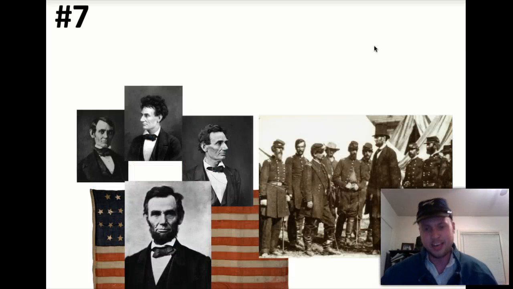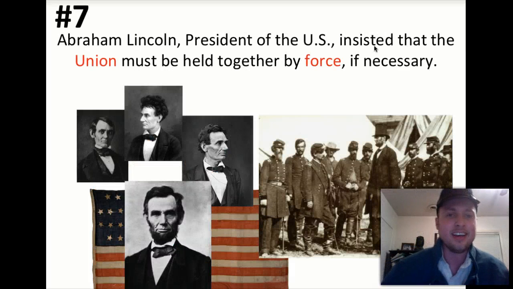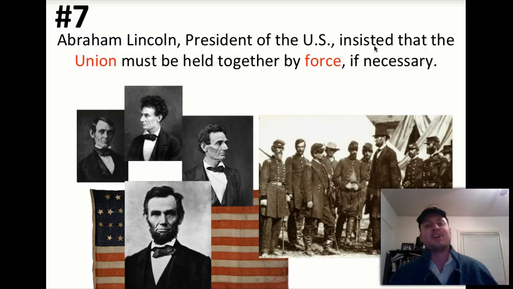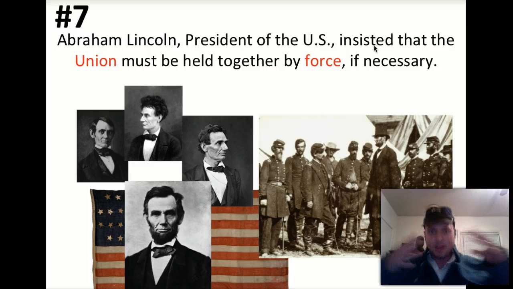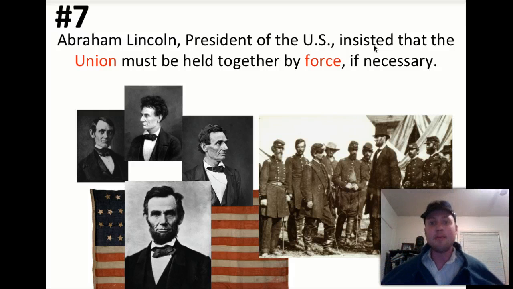All right, let's start with Abe. Let's start with Honest Abe, shall we? Abraham Lincoln, POTUS, President of the United States. He insisted that the Union must be held together by force, if necessary. We might think today, well, the United States should always be together. But then, people had really different ideas. And Abraham Lincoln says, it is one nation, it will stay together. Other people disagreed with him.